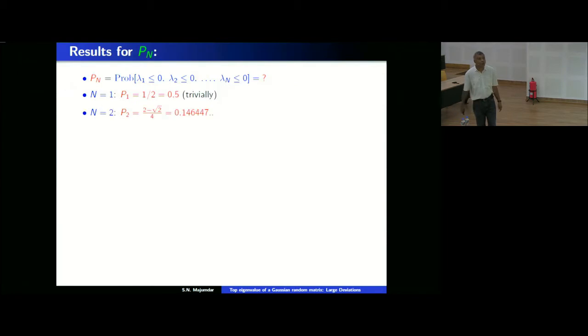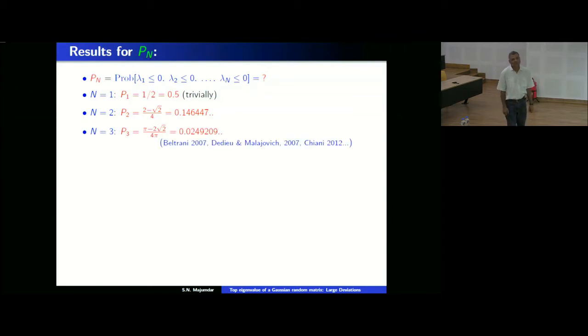Now if you look at n equal to 2, it's a 2 by 2 matrix with Gaussian entries, and you just diagonalize and look at the event that both eigenvalues are negative. You can compute. It's not too difficult, a little bit of algebra, and it turns out to be some number like 0.146. N equal to 3 is already rather complicated, and it was actually calculated quite recently, about 10 years back. Before that, it was not possible to compute this. And this number decays quite rapidly as n increases.